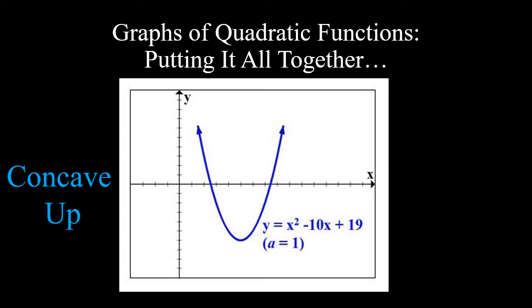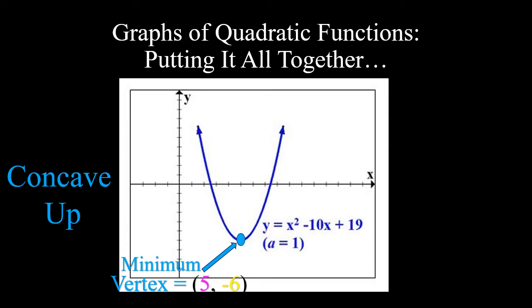All right, the concavity of our graph also tells us whether we're dealing with a minimum or a maximum. So since our graph is concave up, we are dealing with a minimum, right? That lowest point there, which is the vertex, all right? Your vertex will either be a minimum or a maximum. Since our graph is concave up, our vertex is a minimum.